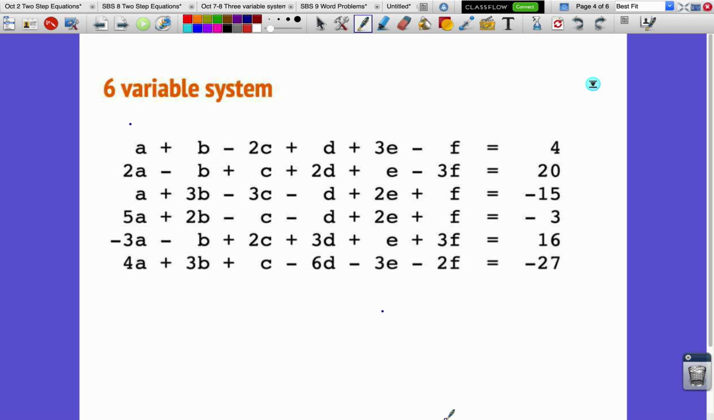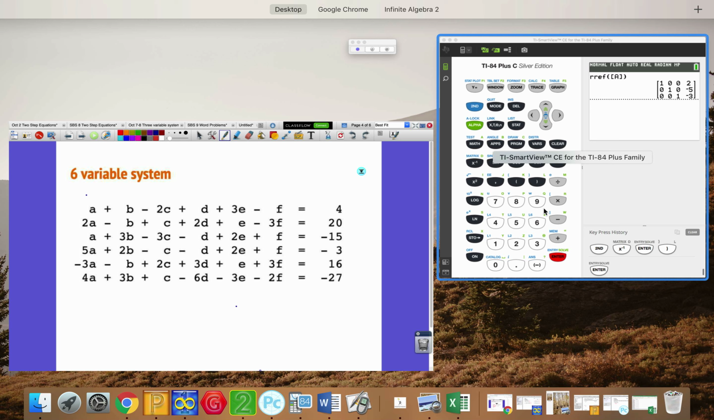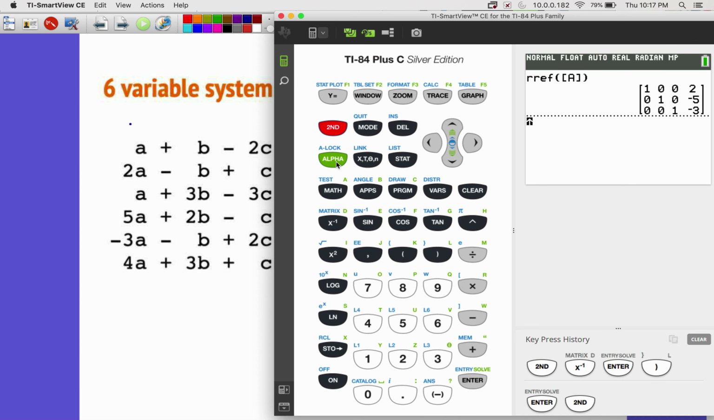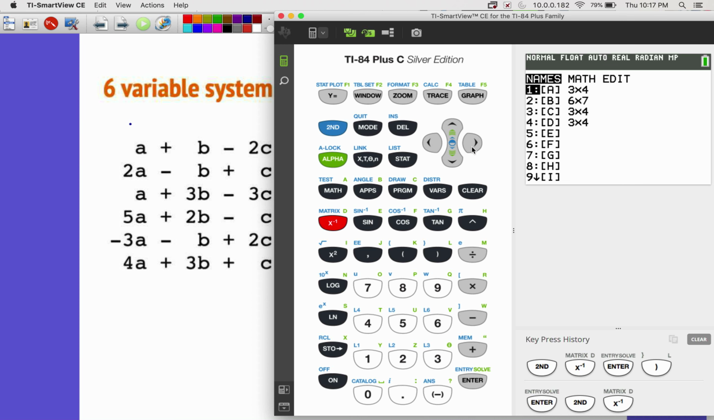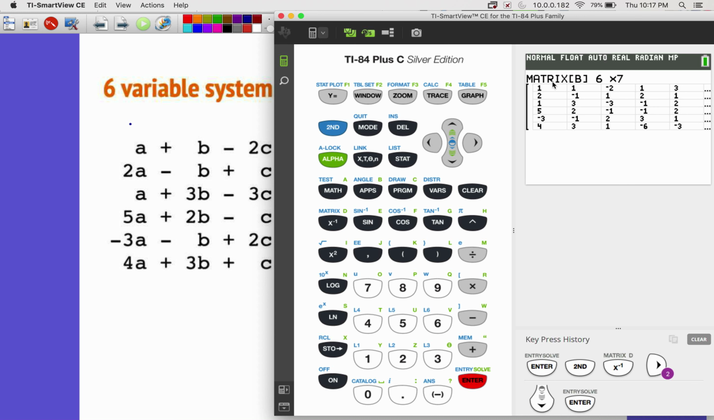Okay, so what size of matrix are we going to need in the calculator for this? So I'm going to go second matrix over to edit. What I'm going to need is a 6 by 7. 6 rows for the 6 equations, 7 columns for the 6 variables plus the constants at the end.